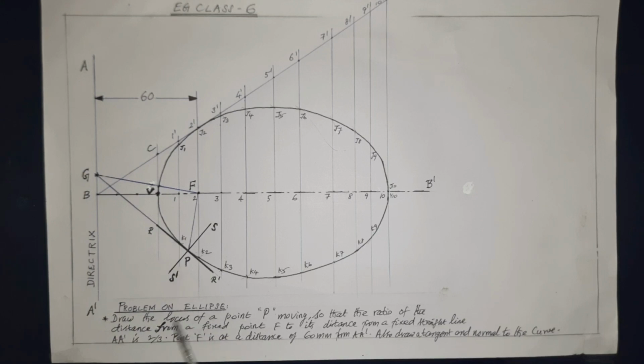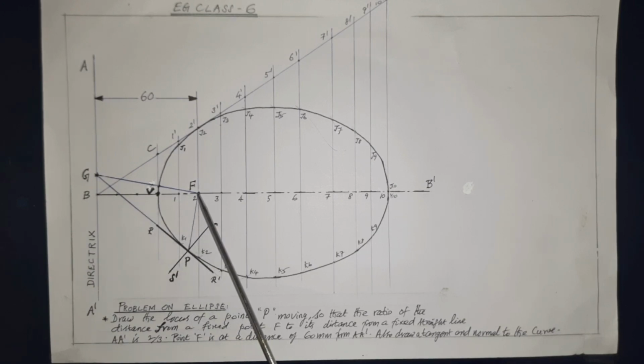Problem on ellipse. Draw the locus of a point P moving so that the ratio of its distance from a fixed point F to its distance from a fixed straight line AA dash is 2 by 3. Point F is at a distance of 60 millimeter from AA dash. Also draw a tangent and normal to the curve. This is the point P on the ellipse. For this point, we have to draw the tangent and normal after completing the problem.